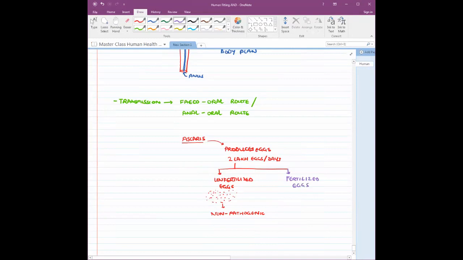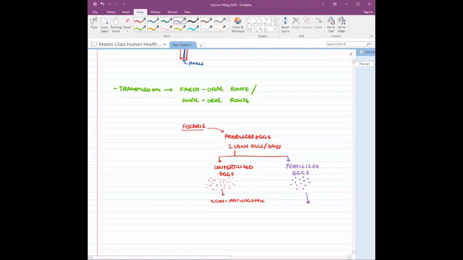Now what happens, guys? These fertilized eggs are going to enter into your body somehow, through the fecal-oral route. Let's say someone had defecated, and for some reason that fecal matter got access to your water body, and you drank that water. Because of that, it is going to enter your body through the fecal-oral route.